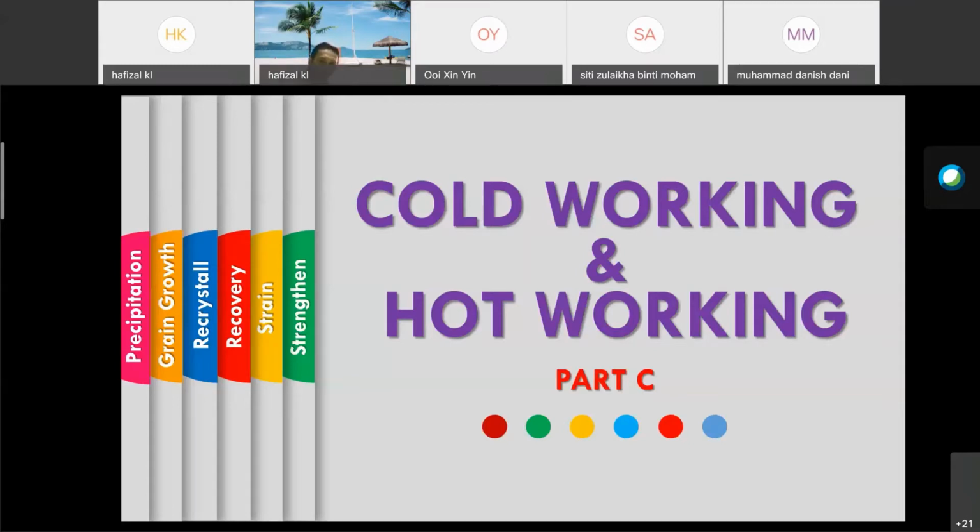For the existence of the foreign material, it depends on whether the atom is bigger than the initial metal or smaller than the initial metal. So the different size of the foreign material will affect the stress between the neighboring atomic bonding. Okay, stress. I don't want to explain more on that.